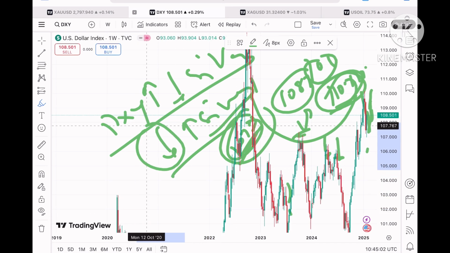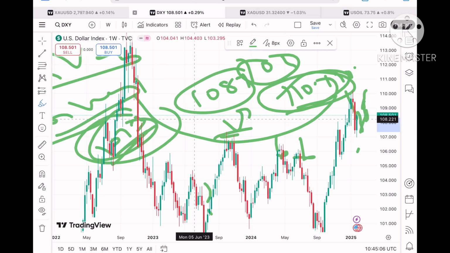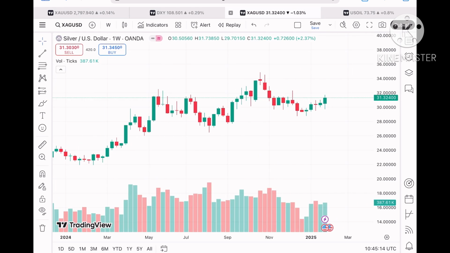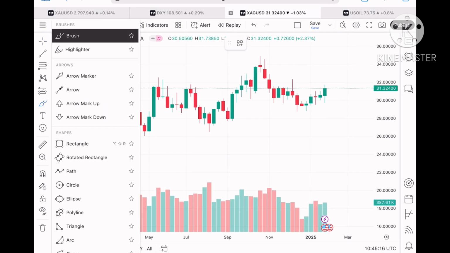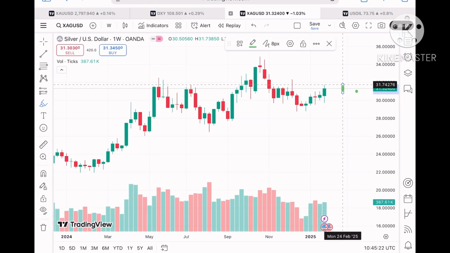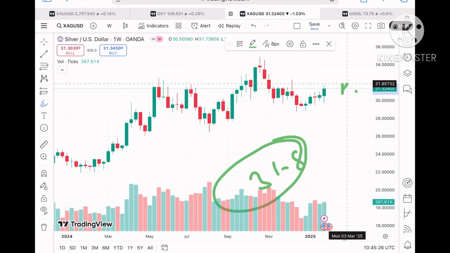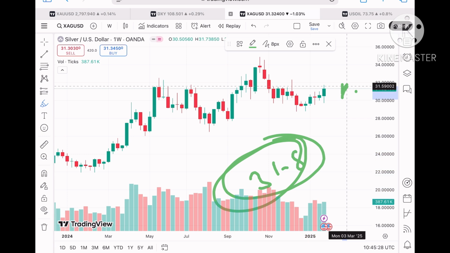So when the dollar index started going down, we will see the silver price will go up. Coming back again to the silver price, suppose the price sustains this level, the probability is high that after crossing the level of 31.4, it can touch a level of $31.8.